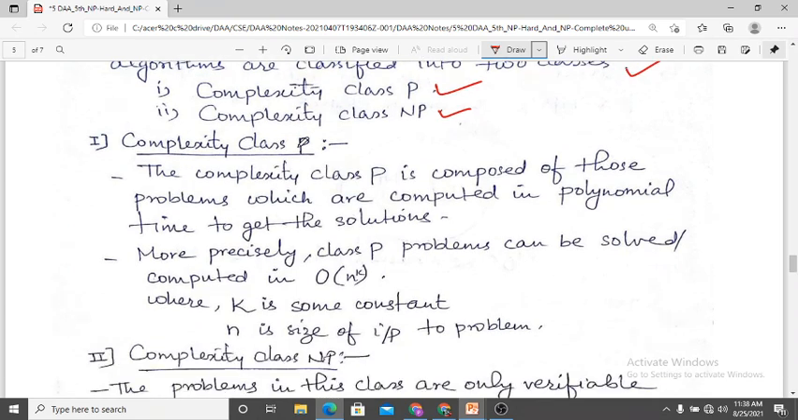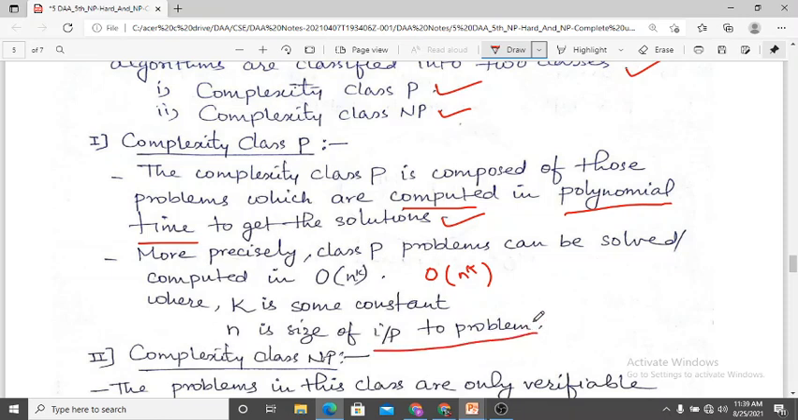The complexity class P is composed of those problems which are computed in polynomial time to get the solution. More precisely, a class P problem can be solved, computed, in order of n power k, where k is some constant and n is the size of input to the problem.